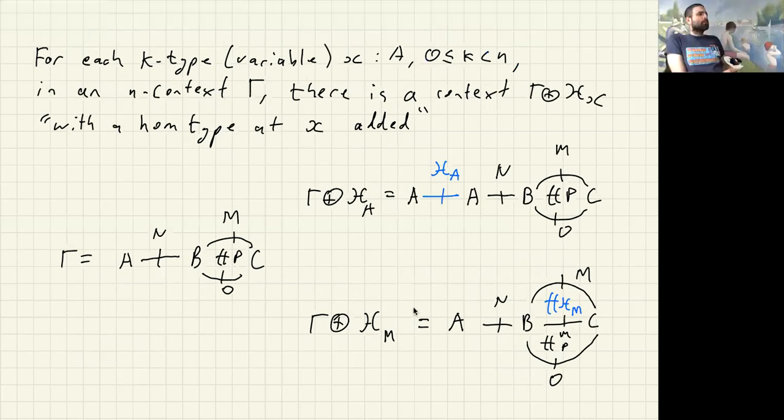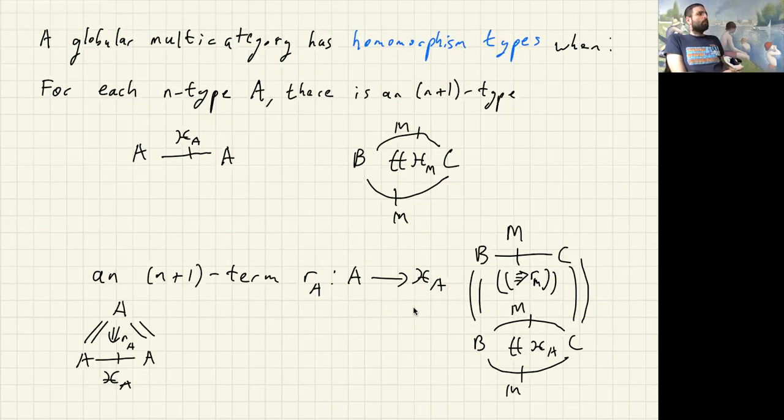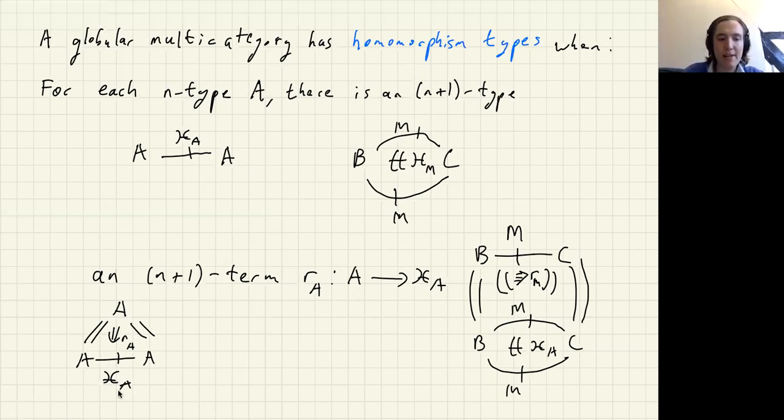Sorry, one question on the previous slide. Maybe one example. In the case of the category of profunctors, which to my understanding induces a globular multicategory, do you have homomorphism types? Yes, so the homomorphism type in that case is going to be the Hom profunctor, and the reflexivity term is going to be the thing that picks out the identity arrows. Okay, thank you. Yeah, good question.